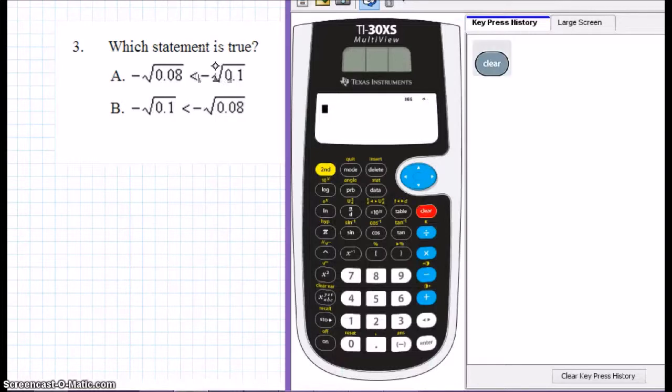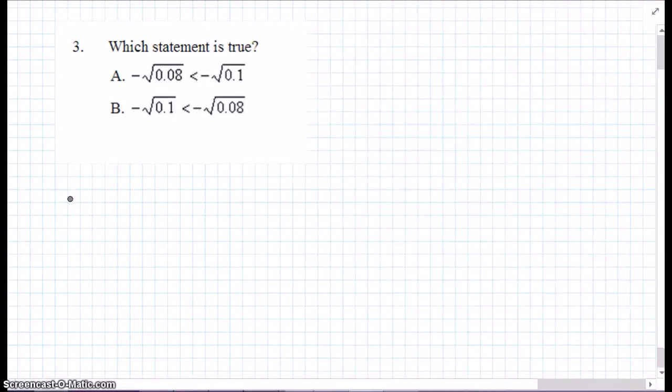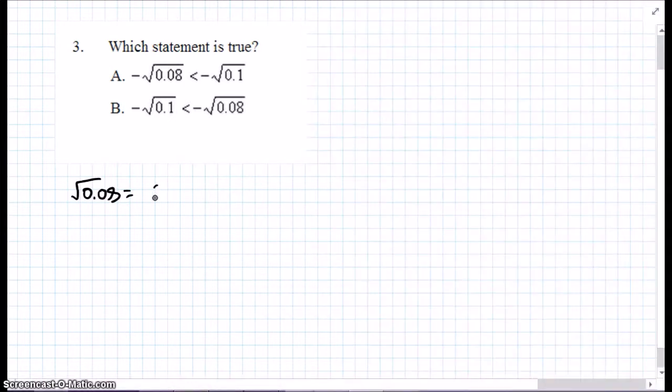Well, let's just get our handy dandy calculator out. And let's hit the square root of 0.08. Find out what that is. We find out the square root of 0.08 was 0.2828. So the negative square root of 0.08 would be negative 0.2828.